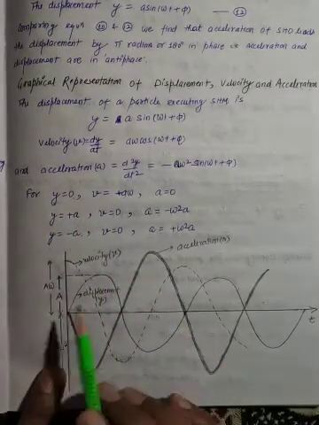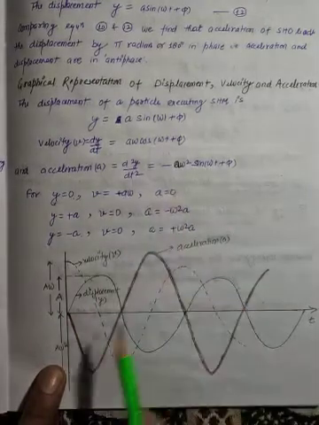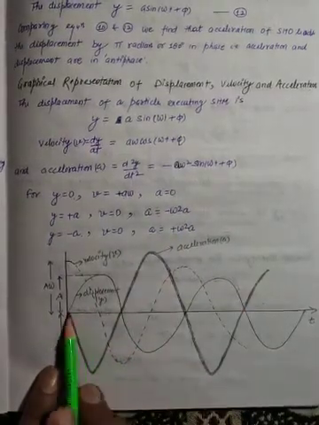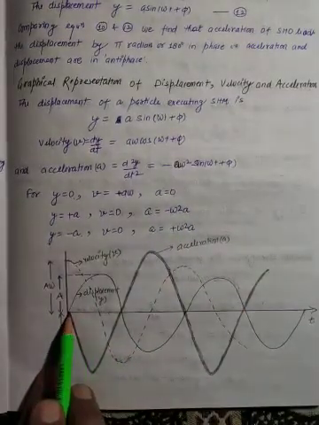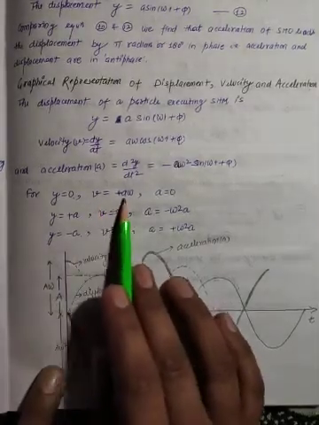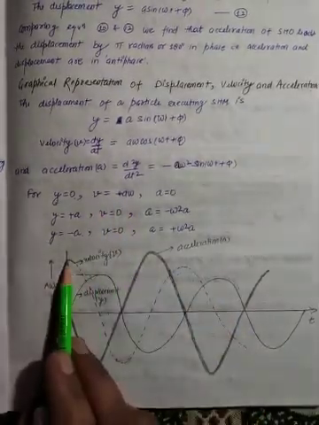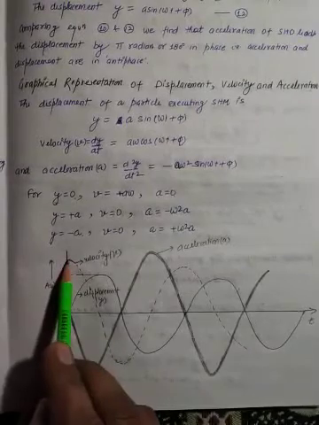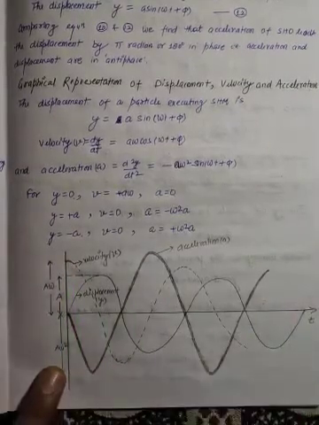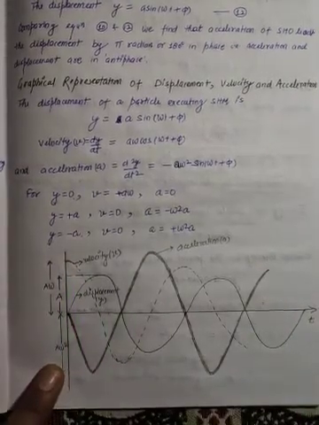At this point, the acceleration is also 0. Look at here, acceleration is also 0, and velocity is plus a omega. Look at this graph, this dotted graph.